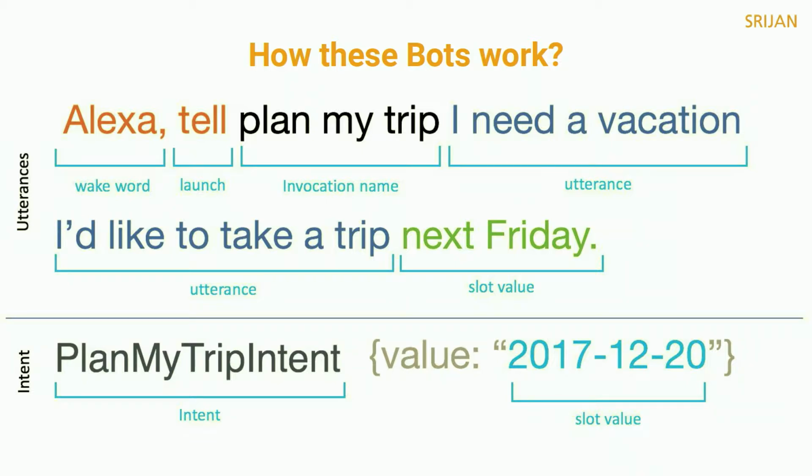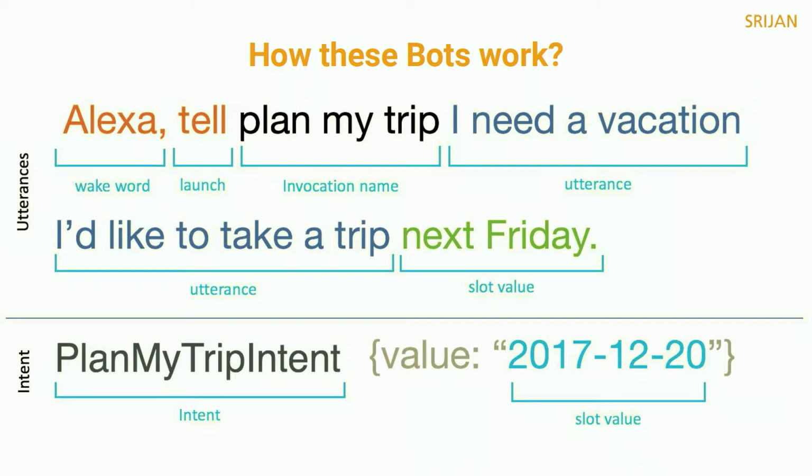I'll skip the part of how these bots work. It's very usual now. Somebody really wants me to talk about this piece on how Alexa works. I see some faces which say yes. So you have a wake word which essentially launches invocations or the applications. Plan My Trip here is an application, and then you have different utterances, which essentially are commands, and you have variables which are called slot values.